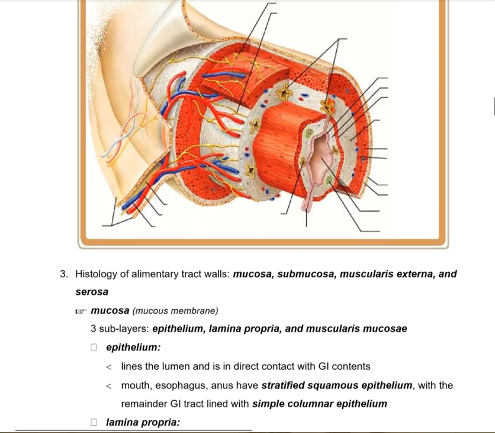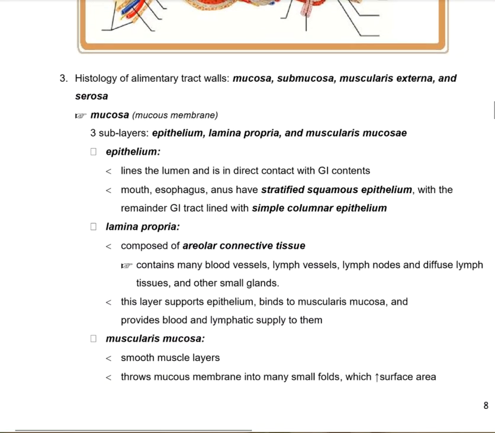So the first thing that we're going to look at is the mucosa. We're going to start on the inside of this typical GI tract wall, and we're going to go out. So we're going to start with the mucosa, the mucous membrane. And the mucosa has an epithelial layer, the layer that's open to the lumen, the lamina propria underneath, and the muscularis mucosa layer. Okay, so what do those three things do?